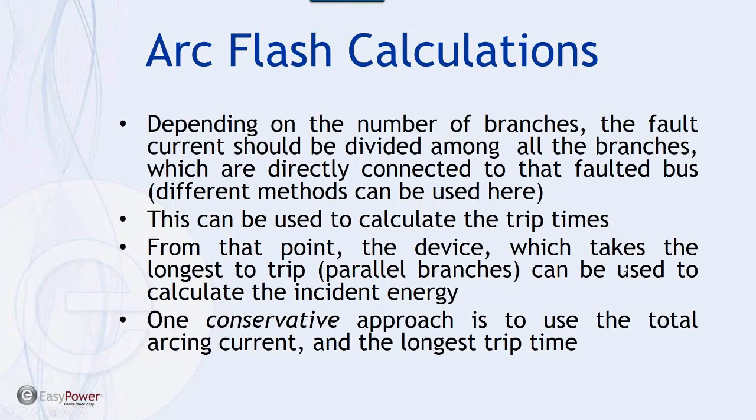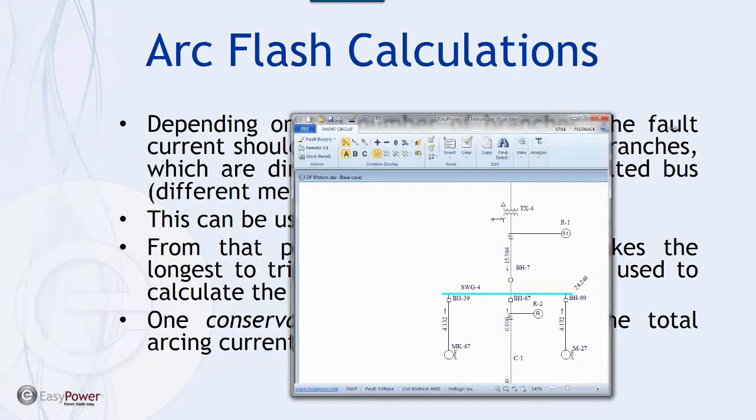From that point, the device which takes the longest to trip among parallel branches can be used to calculate the incident energy. Conservative is one of those terms that I use very cautiously when it comes to arc flash results, but one conservative approach is to use the total arcing current and the longest trip time. So just let me clarify this term conservative that I use here.